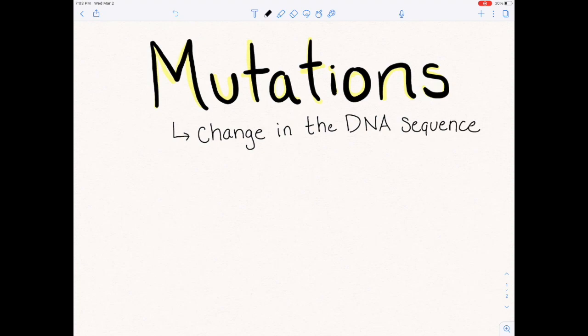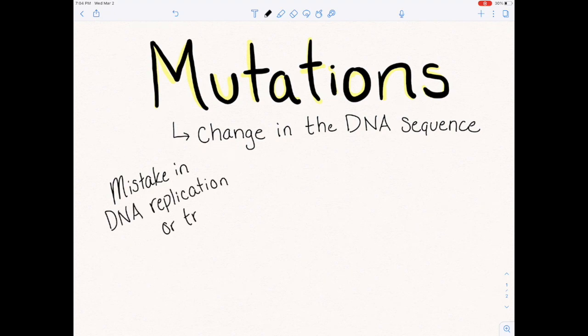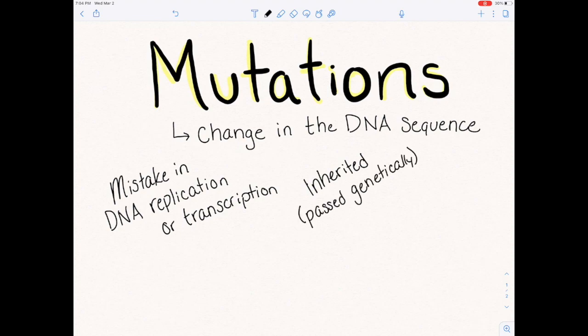Mutations can be brought about through several ways. You could have a mistake that occurs during DNA replication or in the process of transcription. That's one way to get a mutation. Another way is that you may inherit a mutation, meaning if your mom or dad had a mistake in DNA replication or transcription and it's passed to you, you may have a mutation that way. So I'll write in parentheses here that it's passed genetically.